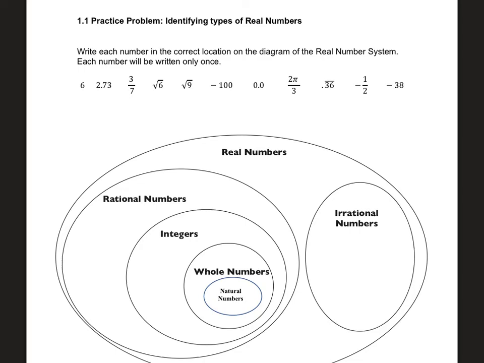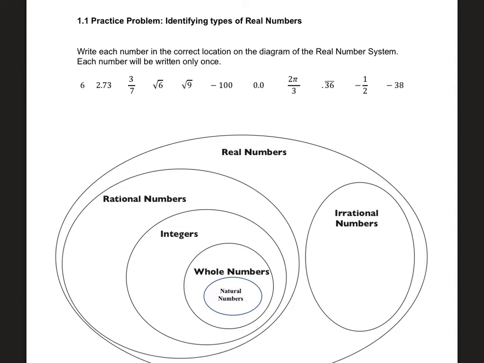Let's practice what we just learned about those sets of real numbers. Let's take each of these real numbers and put it in this diagram so that it captures what kind of number it is. Okay, so the number 6 to start off with, it's a real number.